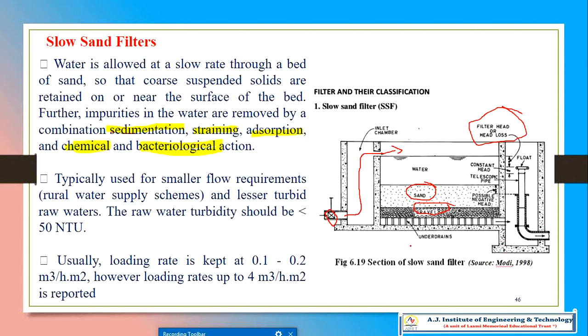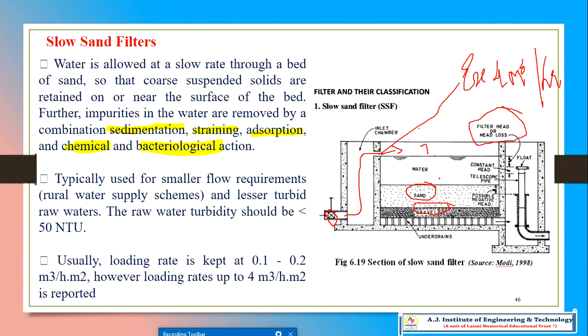So now, under drains are provided here. Clear? This is the duty of water allowed at a certain rate here. The loading rate will be, for example, 4 meter cube per hour, taken per meter square area. That is your loading rate.